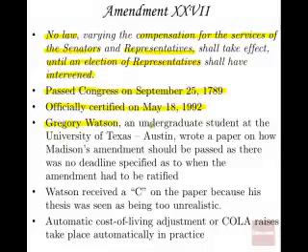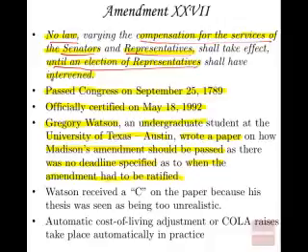Gregory Watson was an undergraduate student at the University of Texas at Austin. He wrote a paper, again, as an undergraduate student, so not as a graduate or PhD student, but a college student. He wrote a paper on how Madison's amendment should be passed, as there was no deadline specified as to when the amendment had to be ratified. So if you look back at the text of the amendment, no law varying the compensation for the services of the senators and representatives shall take effect until an election of representatives shall have intervened. Some amendments have a section 2 where it says, if not ratified within 7 years, this amendment is void, something along those lines. Well, this amendment had no such stipulation.